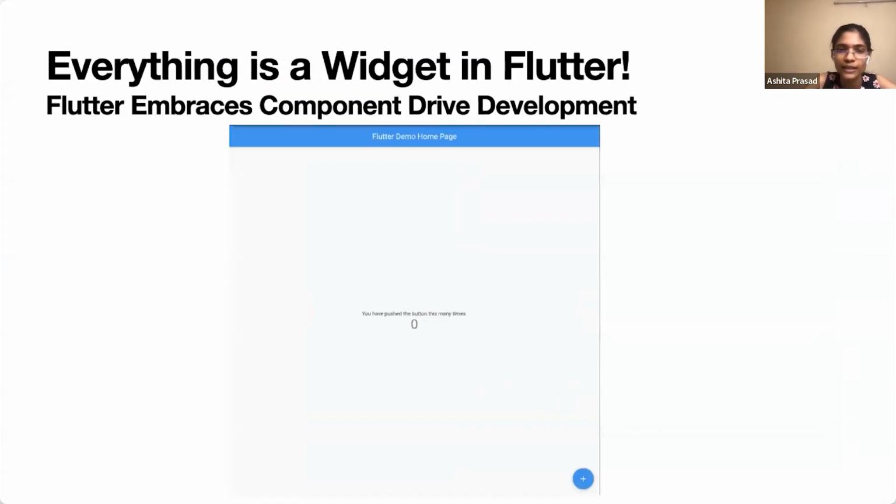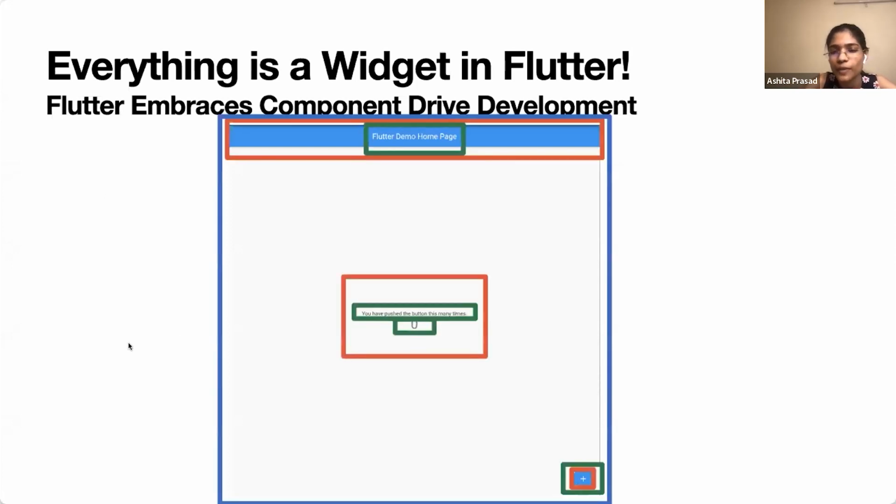So now let us see what the core philosophy of Flutter is. In Flutter, everything is a widget. And Flutter embraces component-driven development really strongly. If you can see here, your app bar is a widget. The text inside the app bar, which is this Flutter demo homepage, is a widget. The entire app screen that you can see is a scaffold widget. For example, the button that you can see at the bottom is a widget.